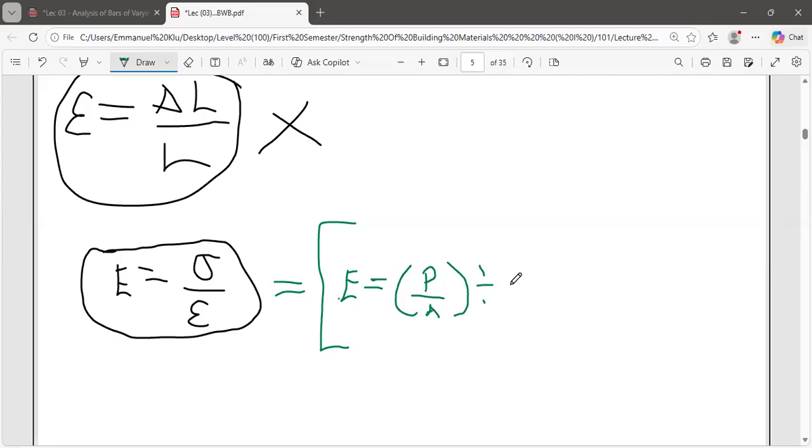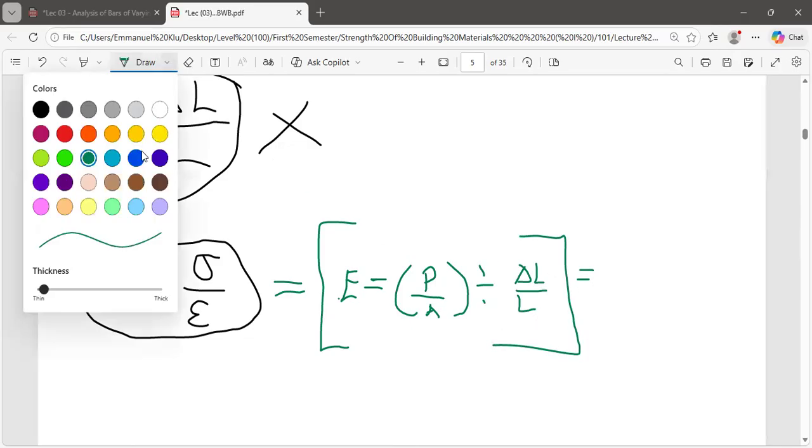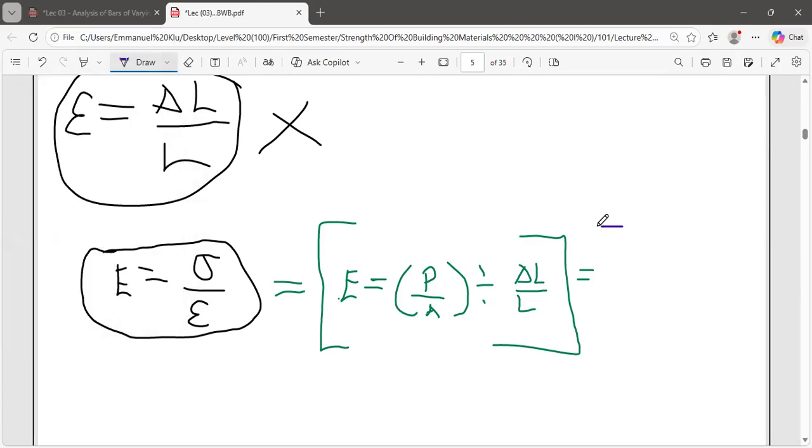Divided by the strain. That is what? Change in length over original length. Good. Now, if at the end of the day I want to get rid of the division sign, then this can also be written as what? E is equal to P over A, times, you reciprocate this one. Now it's going to be L over the change in length.